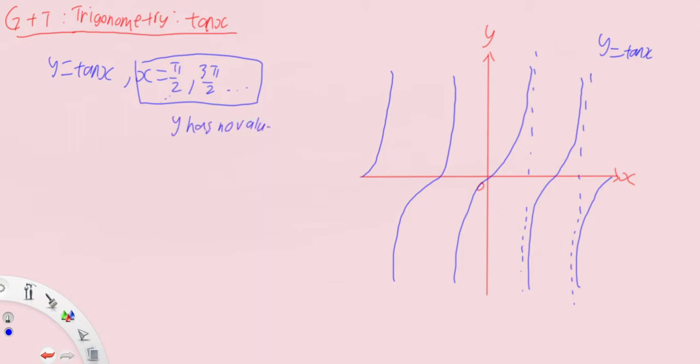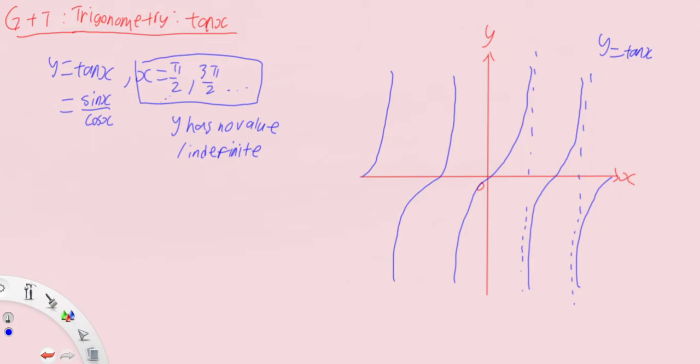Because if you understand the idea of tangent x, it is sine x over cosine x. At pi over 2, 3 pi over 2, basically odd numbers times pi over 2, cosine x would be 0. And we know that you cannot divide by 0. That's why y has no value, aka y is indefinite. You get a math error if you put it in your graphing calculator or your scientific calculator.